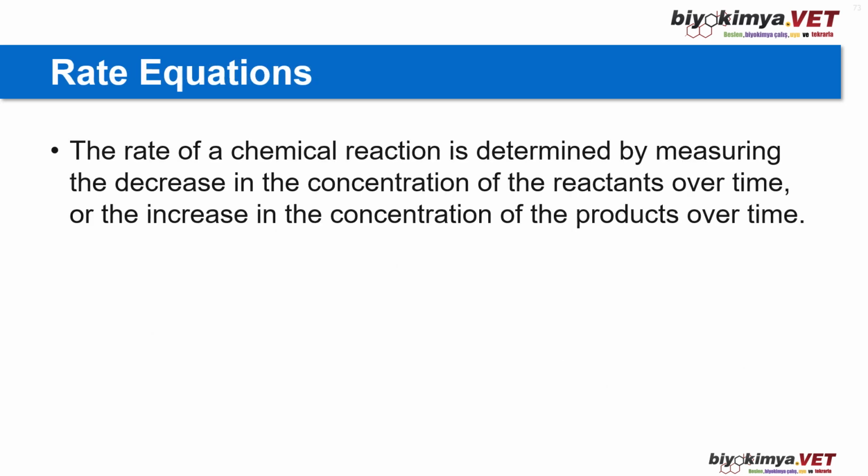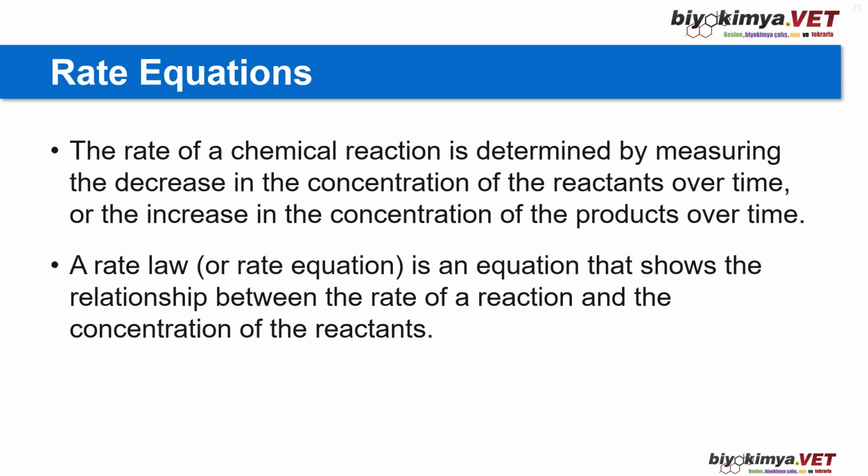The rate of a chemical reaction is determined by measuring the decrease in the concentration of the reactants over time, or the increase in the concentration of the products over time. A rate law or rate equation is an equation that shows the relationship between the rate of a reaction and the concentration of the reactants.